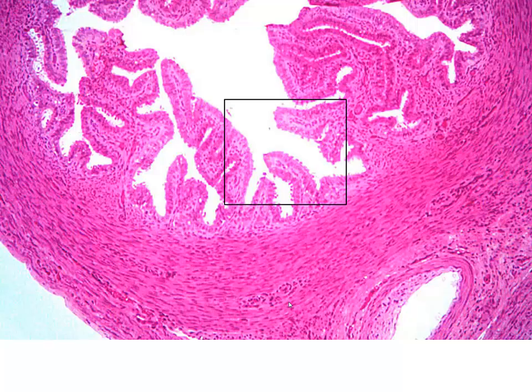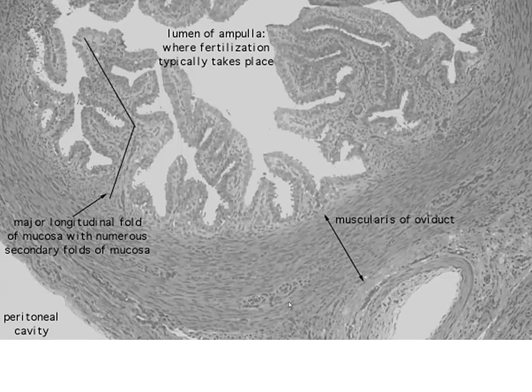As we look more closely at this highly folded nature, they call these infoldings plicae. You remember the plicae circularis that we had in the gastrointestinal tract. These folds are just plicae, and you can see they're quite angular in nature, and that's one way to help us distinguish where we're located in the female reproductive tract.